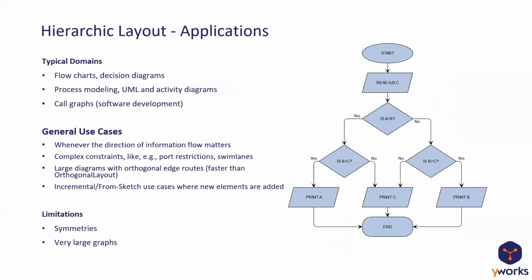be well suited. It's always well suited if the direction of information flow matters. So if all edges, for example, should point in that certain main direction. It's also suitable if complex constraints like port restrictions are necessary. A port restriction would be that you need to have the port on a specific side or location of a node. So the port, just to make that clear, is the point where an edge connects at a node.